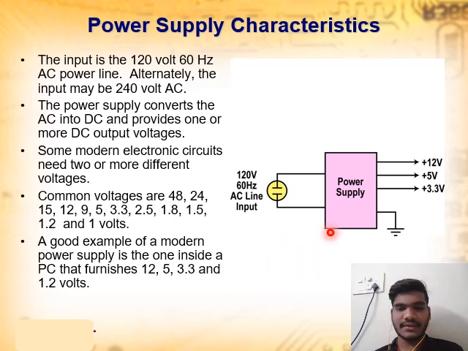Beside is given the power supply system. This is a transformer, and this is the AC line, which the current comes from the AC supply and converts, stepping down to 12 volts, 5 volts, 3.3 volts, and this is the earthing system.